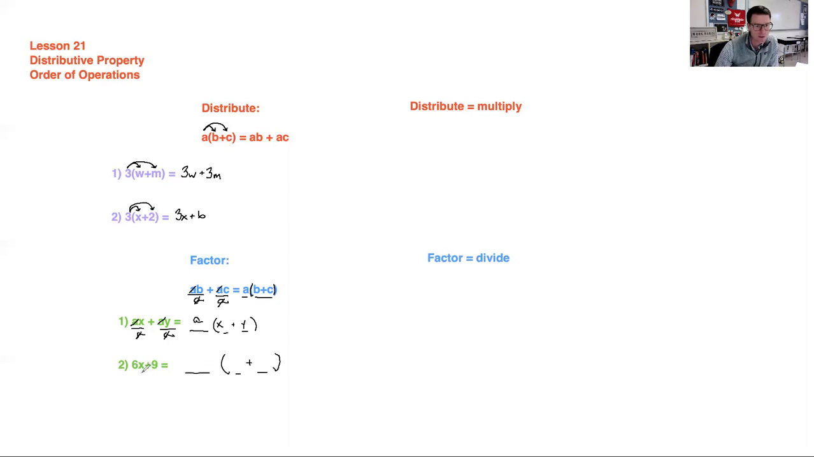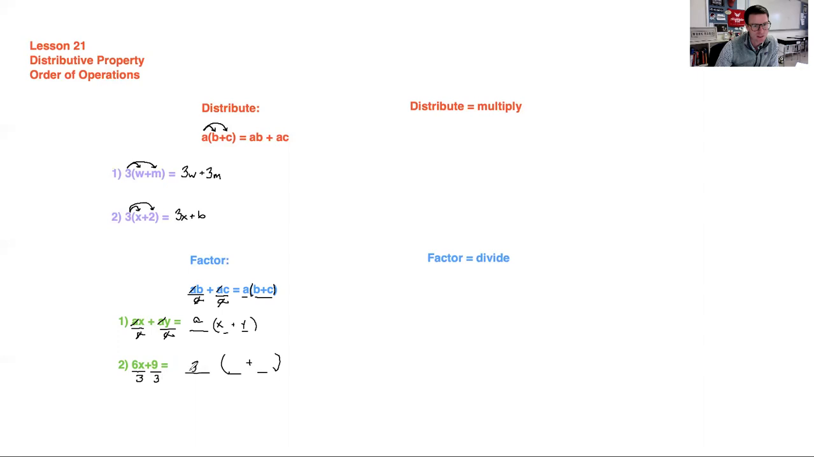Down here, a little bit trickier. So what do these both have in common? You might be tempted to say X, but no, 9 does not have an X. You might be tempted to say 6, but I can't take a 6 out of 9, at least not to leave a whole number. So we want to leave a whole number, or an integer. So I'm going to look for multiples or factors, hence the word factor, of both 6 and 9. So I know that both of these are divisible by 3. So I am going to factor out a 3.